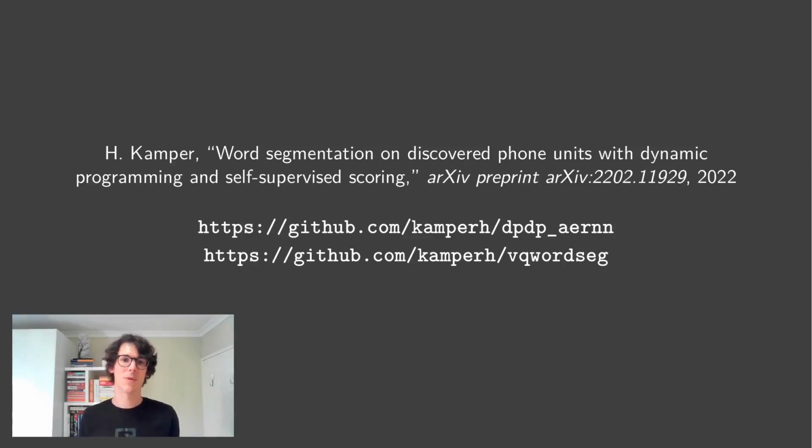So this work is all summarized in a paper that's on arXiv, so you can go and have a look there. I also have two repositories. The one is just for the DPDP AE-RNN on its own, and there I also do segmentation from phonemic sequences to just evaluate that in isolation. And the second repository is for basically all of the work that I described in the talk together, the VQ WordSeg repository. It's quite messy because there are so many moving parts, and I use a CPC model that's trained by Facebook, so it's a little bit messy, but it's all there and you can have a look.